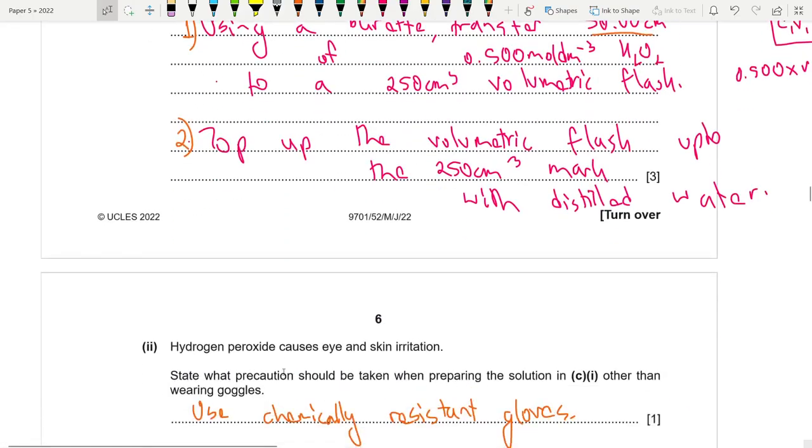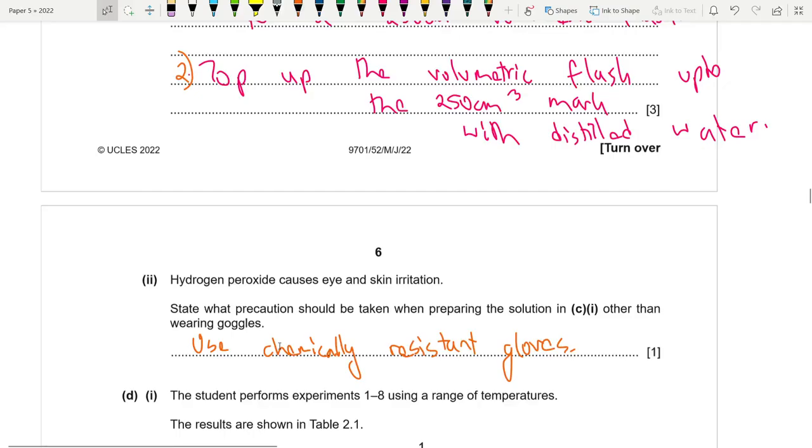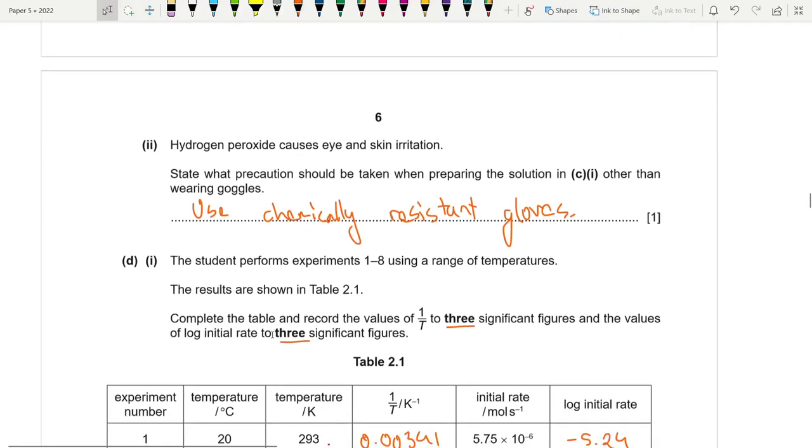So let's go to the next part. Hydrogen peroxide is an irritant. What precaution can we take other than wearing goggles? We can just wear chemically resistant gloves. Okay, that's the point. This is pretty easy to do.